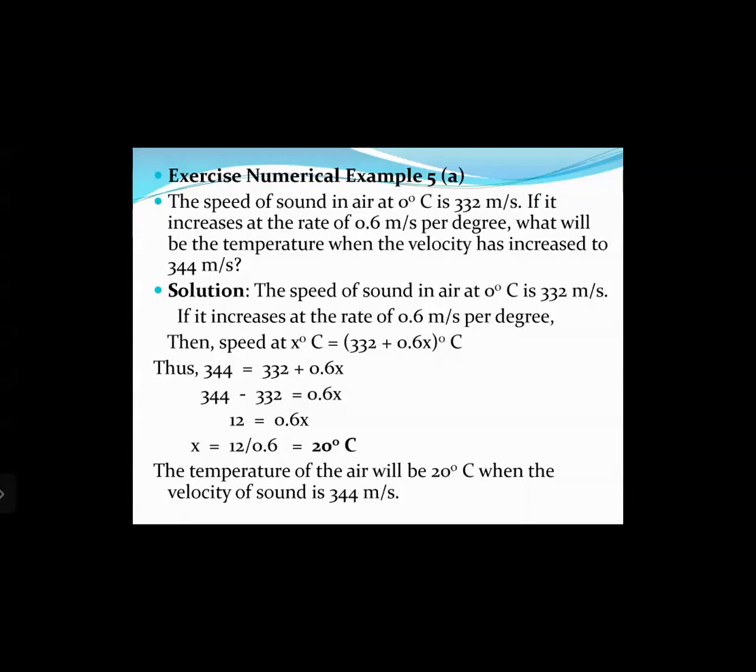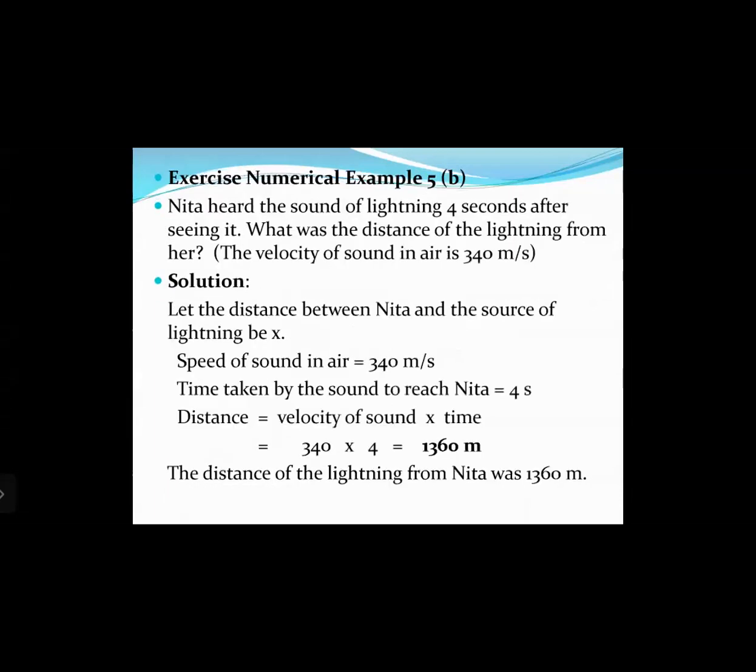So the temperature of the air will be 20 degrees Celsius when the velocity of sound is 344 meters per second, right? Then the next question is what? Let us see. Nita heard the sound of lightning 4 seconds after seeing it. Okay, so Nita is standing somewhere, and there happens to be a lightning strike somewhere.